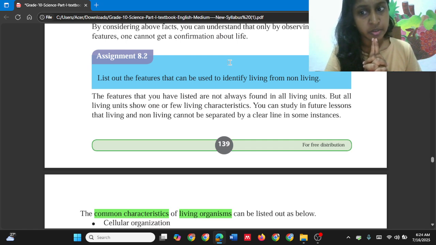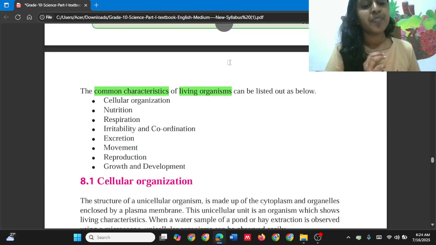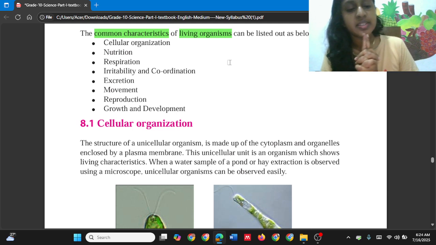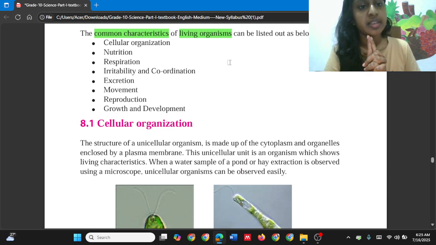You can study in future lessons that living and non-living cannot be separated by a clear line in some instances. Where we get an instance like this, living and non-living cannot be separated by a clear line, it is the virus. So what are the common characteristics? First one is cellular organization, second nutrition, third respiration, irritability and coordination, excretion, movement, reproduction, growth and development.